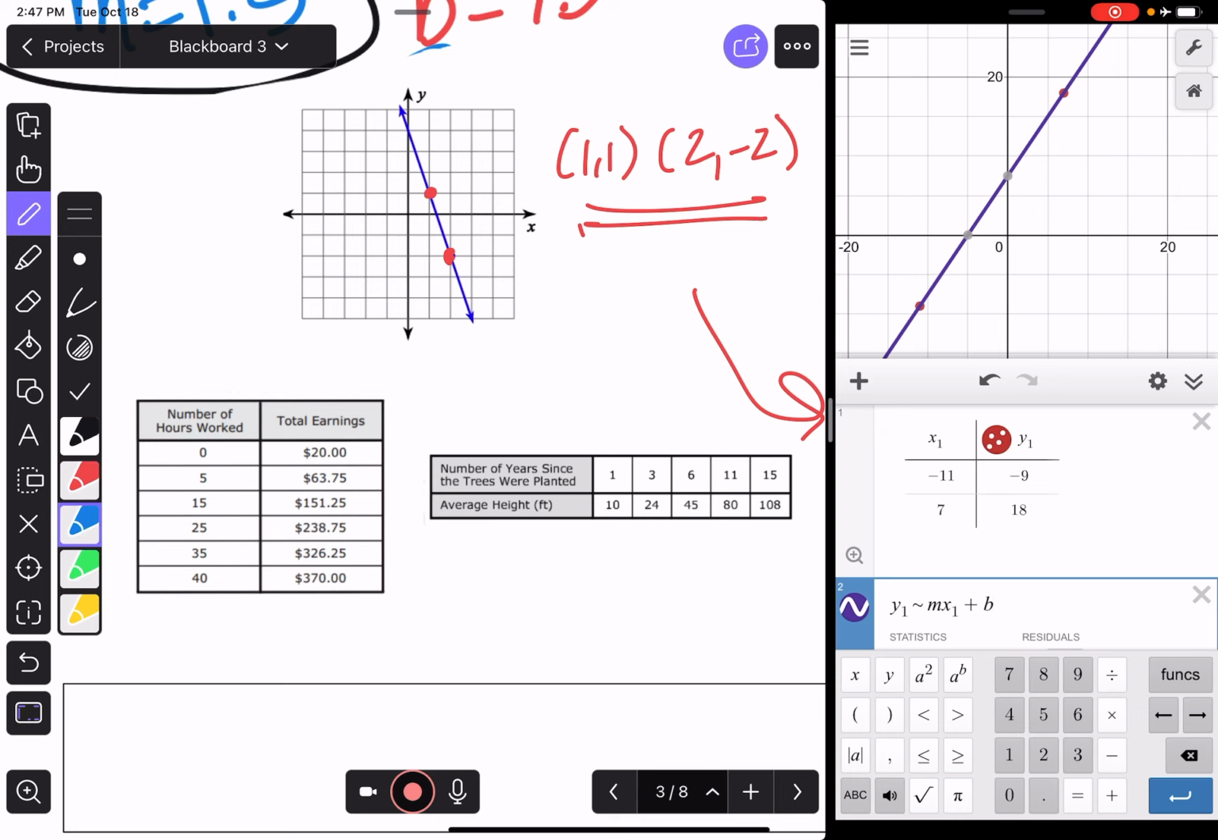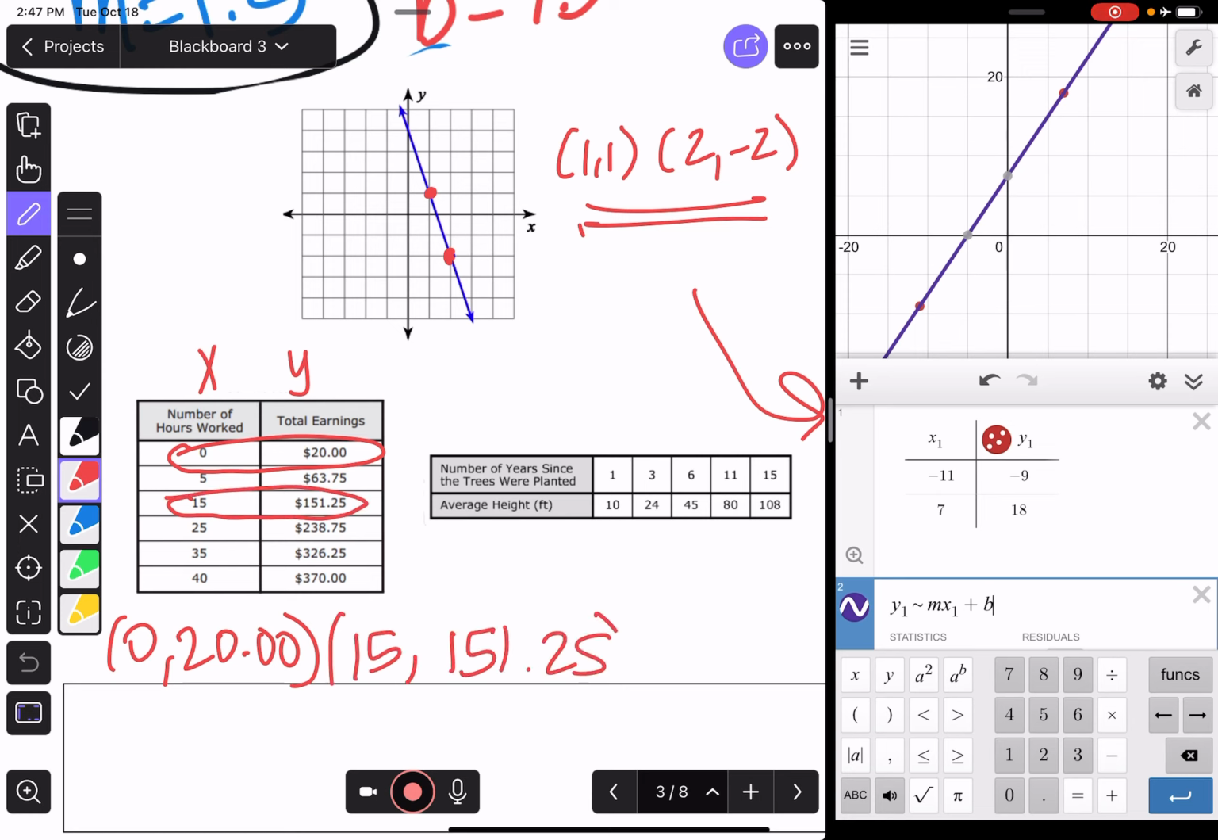Another type of question we could see is vertical tables, where x is on the left and y is on the right. But again, we just pluck out 2 points. So we would have 0, 20, and you can add in the decimals. And then we just pick any other point that we want. So we've got 15, 151, 25. And those are our 2 points that we plug in.